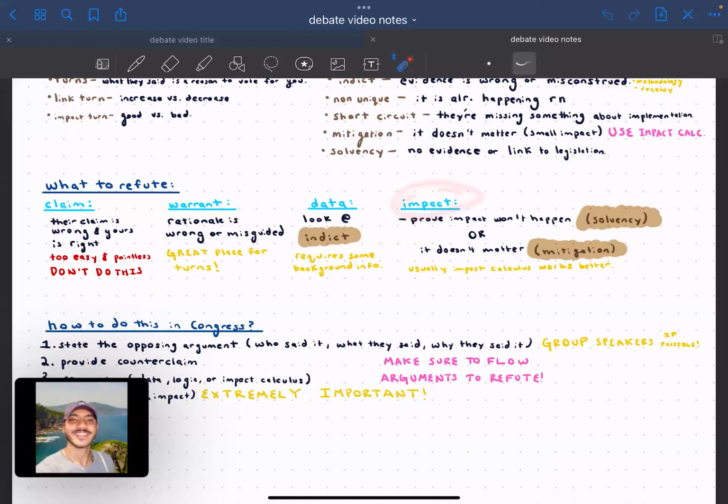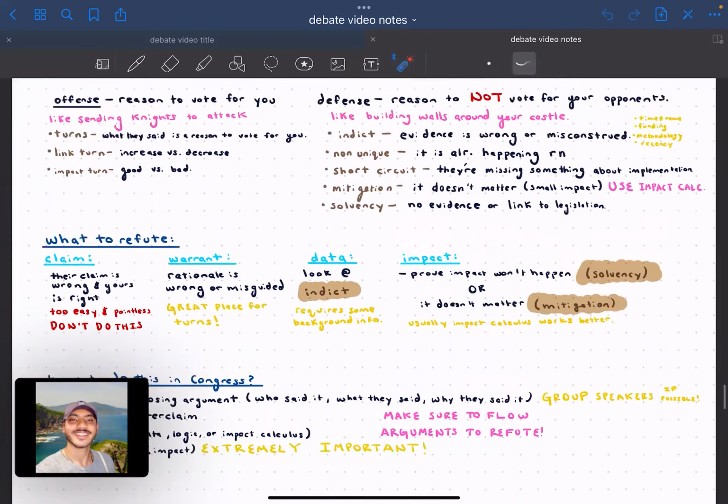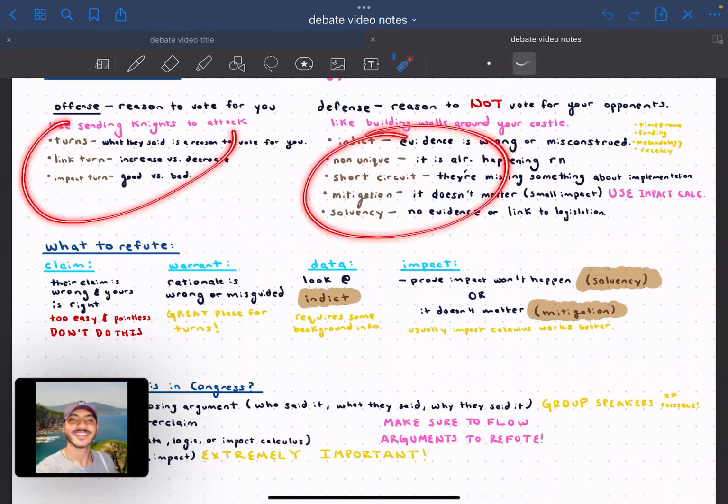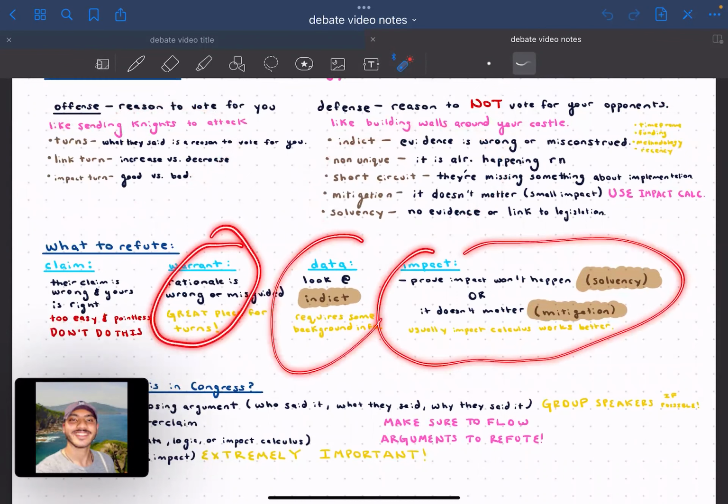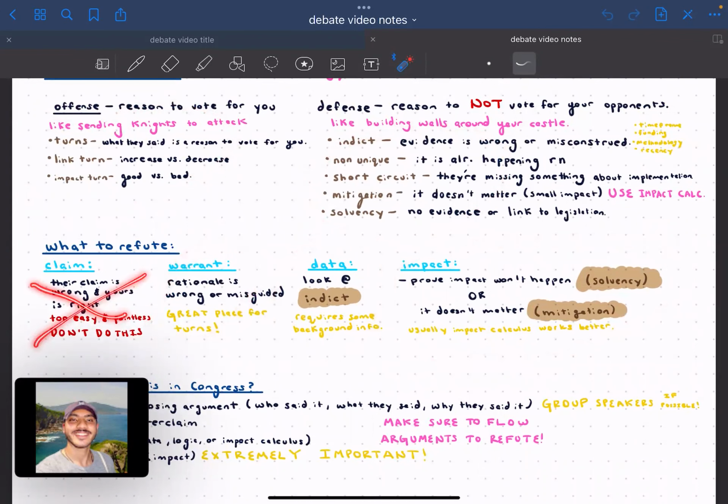Impact. Impact is a great place to refute. You prove that the impact either won't happen, solvency, right? Doesn't matter, mitigation. Impact calculus works better though. So again, using all of these different strategies, typically we're going to be refuting here in the warrant, the impact, sometimes the data, just never in the claim, okay?